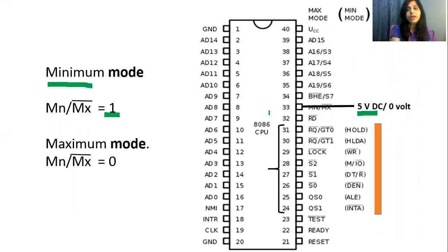Suppose we want to connect other processors to the 8086 microprocessor in a system, that indicates that we want to use 8086 in maximum mode. And whenever we want to use 8086 in maximum mode, this pin should be at logic 0. That means we should apply 0 volt to this pin.